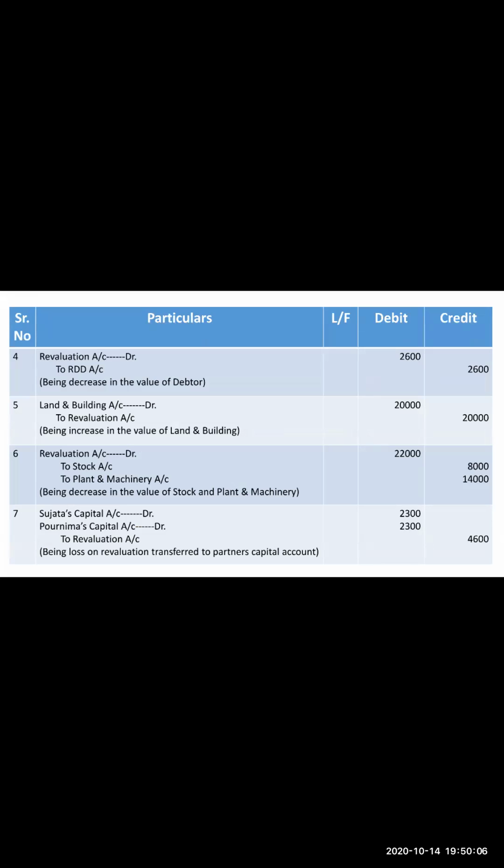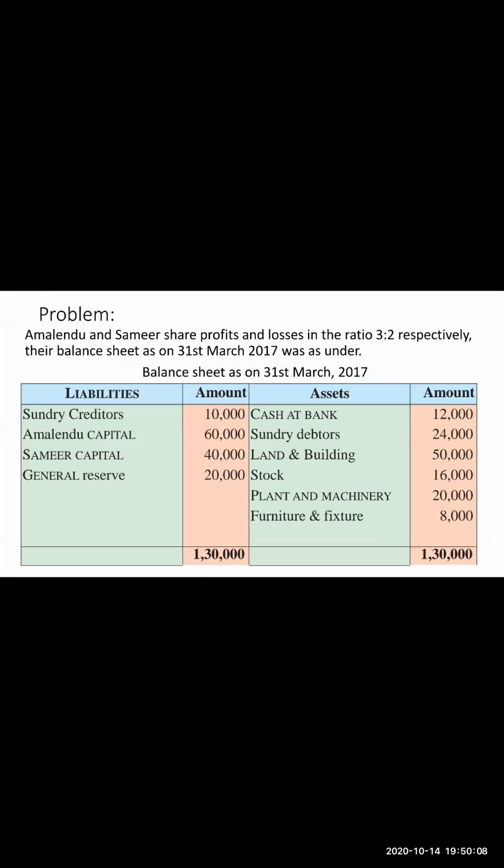Okay, then we are going to start with the next problem. Now this is a problem which is there in your textbook, अनसॉल्व्ड प्रॉब्लम है ये आपके टेक्स्ट बुक का. So it's there on your page number 161 of the textbook.